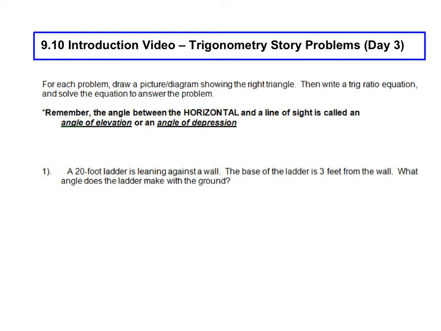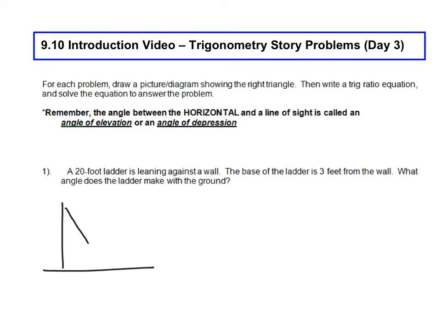But written in right here, it says draw a picture. You got to figure out where the right triangle goes. Then we use our trig ratio equation and solve. So number 1, a 20-foot ladder is leaning against a wall. So let's go ahead and draw.